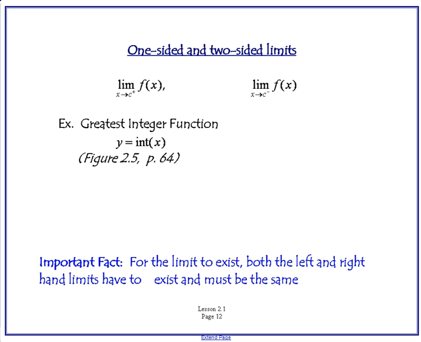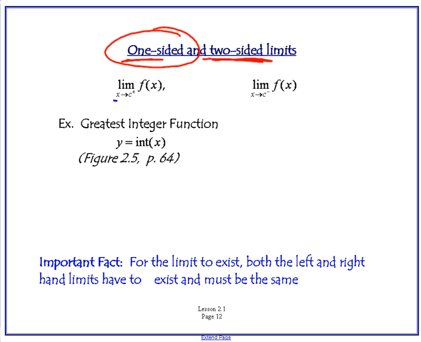Okay, our idea here is a one-sided limit, and then we're going to compare that with a two-sided limit. What we've been doing so far have been two-sided limits because we're approaching a value and we're looking at both sides. Now we're going to do a one-sided limit, and on a one-sided limit, we're going to approach our value, but only from one side.